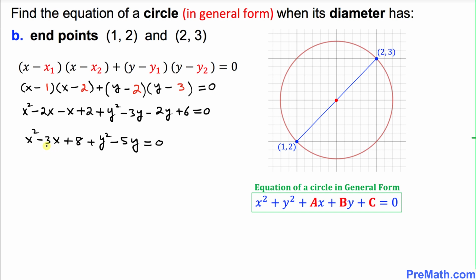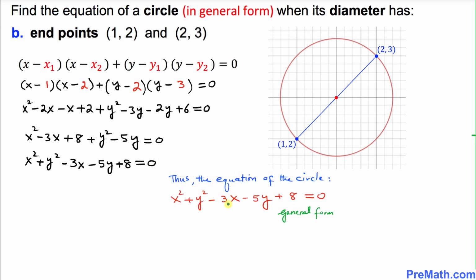And now we want to put this equation in general form. Here, the equation of a circle in general form looks like this: x squared plus y squared plus ax plus by plus c equal to 0. So let's go ahead and rearrange this one. We can write this as x squared plus y squared minus 3x minus 5y plus 8 equal to 0. And here is the equation of our circle in general form, and that is our final answer.